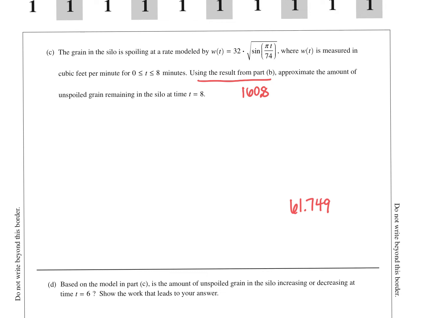It says the grain is spoiling at the rate of W of T, and that's a rate. Use the result from part B to approximate the amount of unspoiled grain. So what do we have to do? We had this much grain being put into the silo, and then the spoiling, do we want to add that to it or subtract it? I want to subtract what's being spoiled. How do I find out how much is being spoiled if they gave me the rate of it being spoiled? Integrate or derivative of that rate? Yeah, the integral of that rate is going to tell me how much is spoiled.